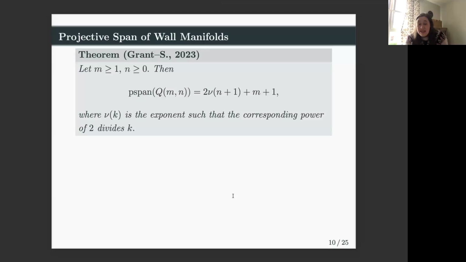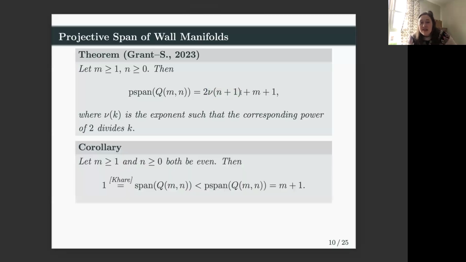And we found that the projective span of these wall manifolds satisfies this formula. Maybe you recognize this 2 nu n+1 thing from earlier. The projective span of the wall manifold QMN is 2 nu n+1 plus m+1, where nu n+1 is the two-adic valuation of n+1. One good thing about this is that we now know that span and pspan can be arbitrarily different. And we really didn't know that before.